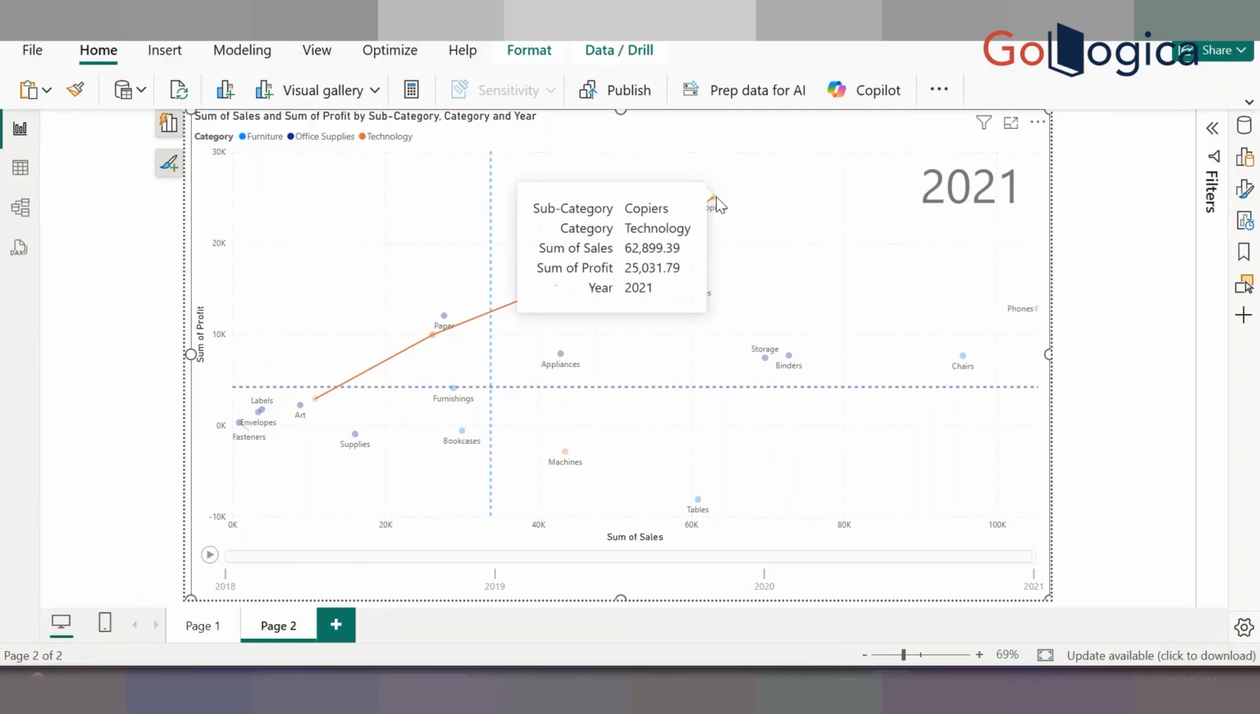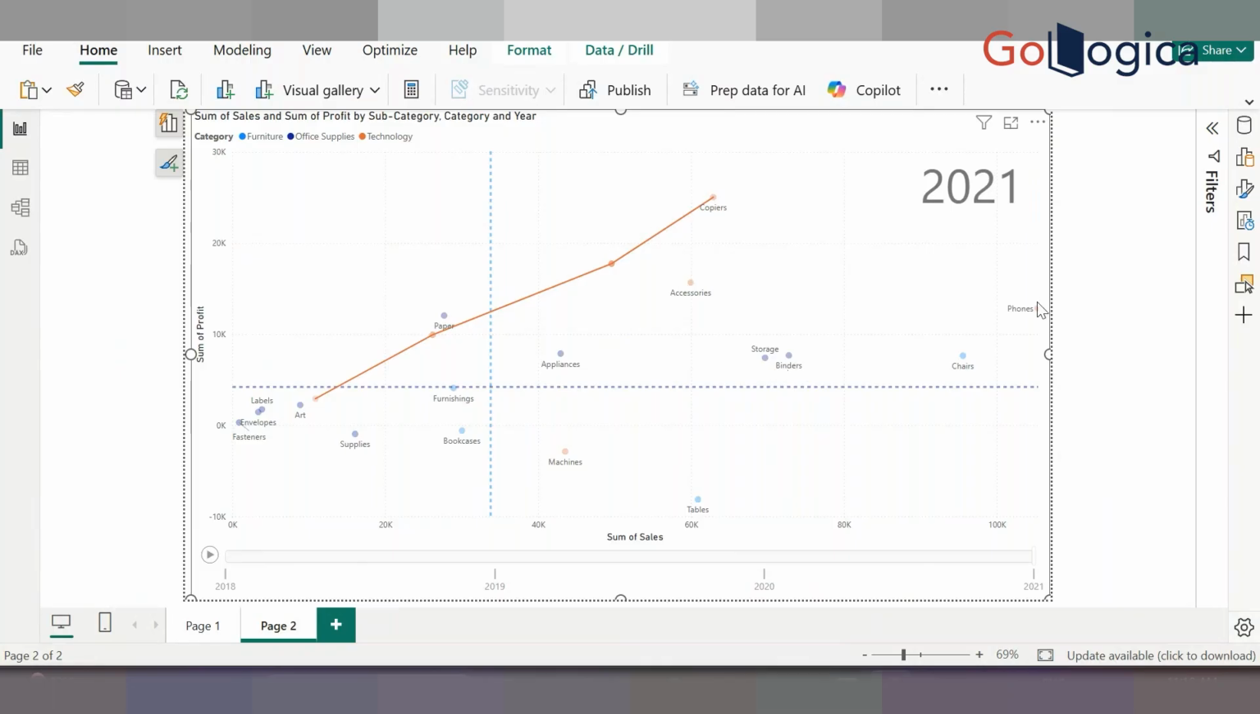So as an investor, I'll be happy to invest in the copiers. I'll be happy to learn from copiers how it is able to perform such good sales and still not decline in the profit. Profit is also increasing with the sales. That is what every organization wants, is it? Yes, sir.